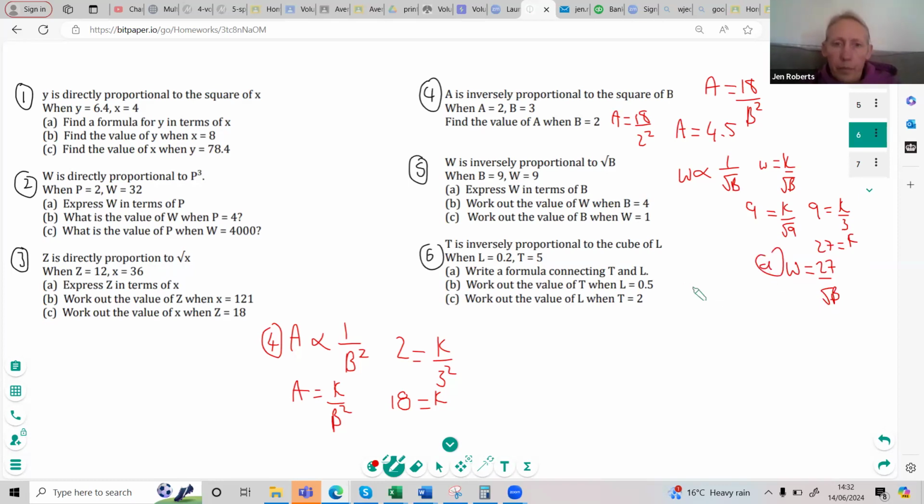Part B. Work out the value of W when b equals 4. It's just 27 over root 4. Root 4 is 2. 27 over 2. W is 13.5.